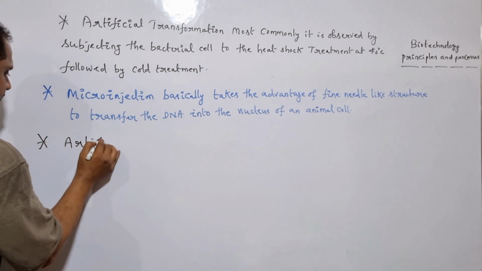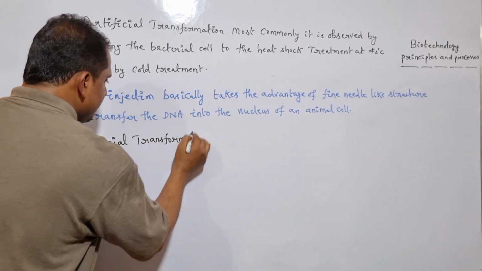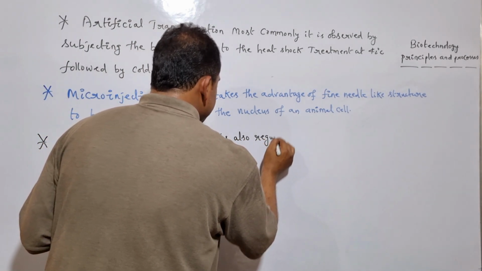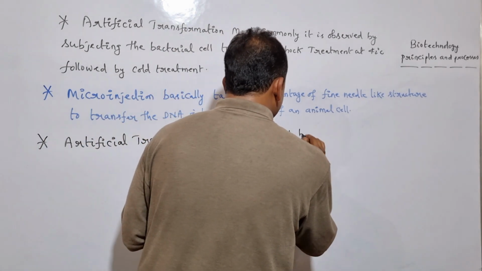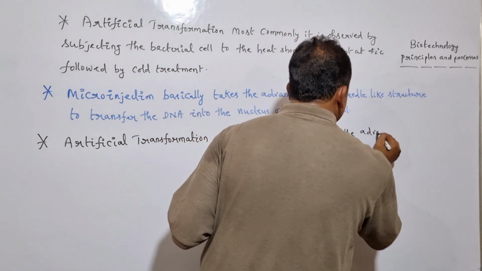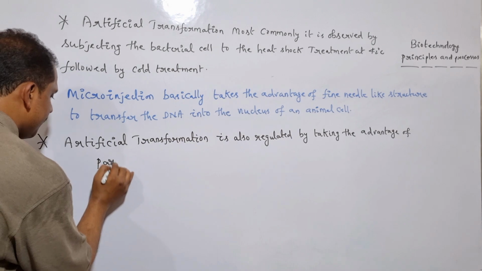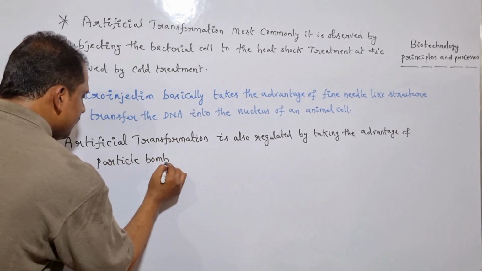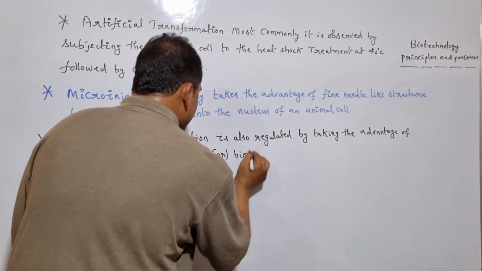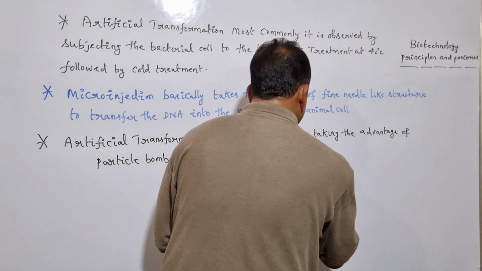Artificial transformation is also regulated by taking the advantage of the particle bombardment or biolistics method or gene gun method.